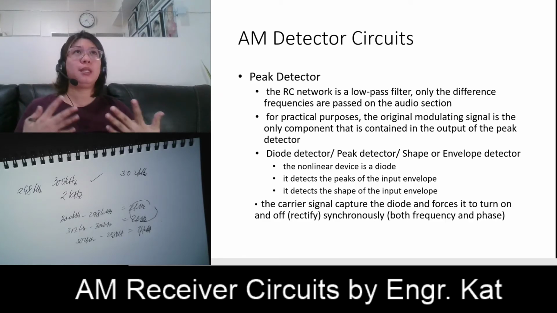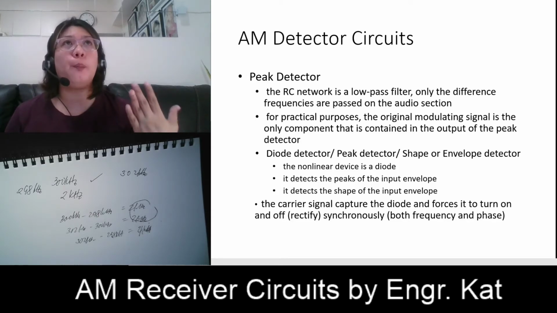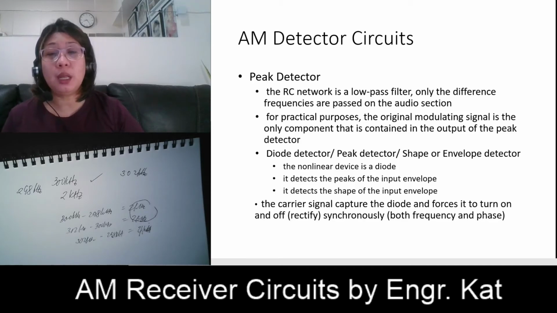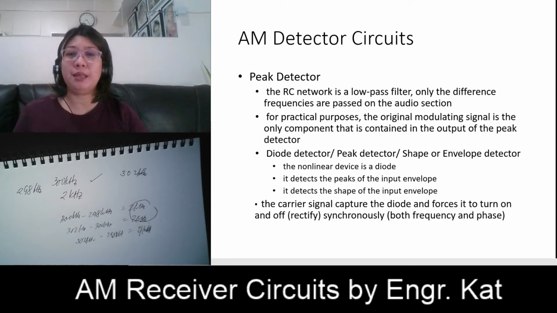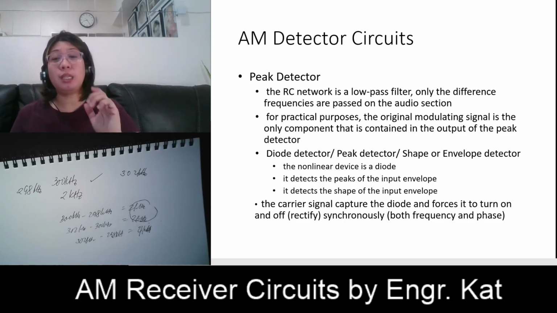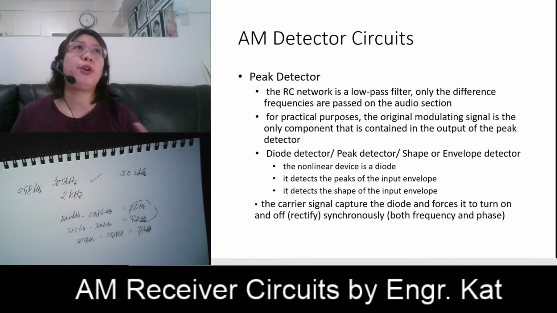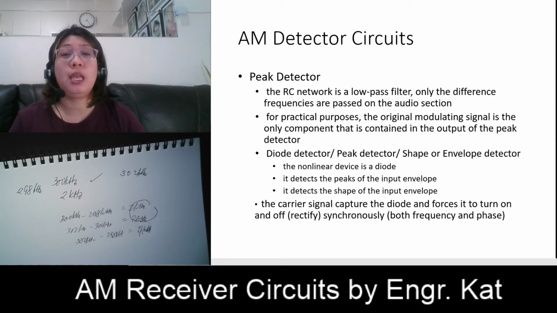So actually, we call this by different names, okay? We can call it a diode detector. Why diode detector? Because the nonlinear device being used here is a diode, okay? We can also call this a peak detector. Why? Because it detects the peaks of the input envelope. And we can also call it a shape or envelope detector because it detects the shape of the input envelope.